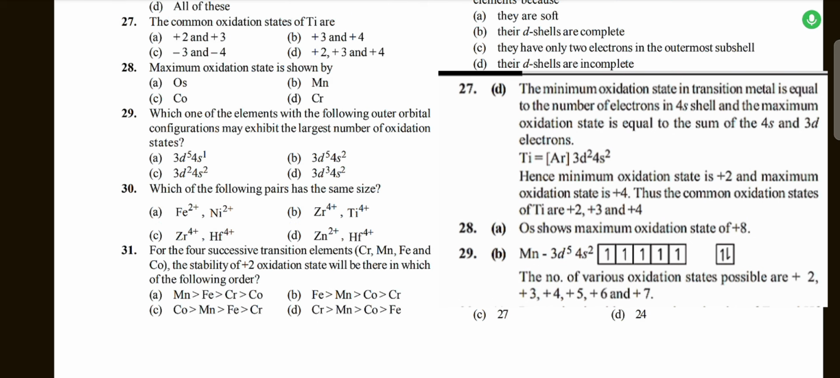Option D. Question 28. The maximum oxidation state is shown by option A, Os. Os shows the maximum oxidation state of +8. Which one of the elements with the following outer orbital configuration may exhibit the largest number of oxidation states? So option B, 3d5 4s2. This is of Mn. And as we studied, Mn has the maximum possible oxidation states.